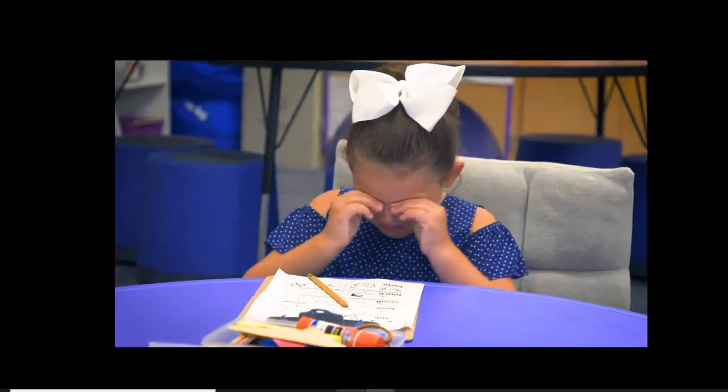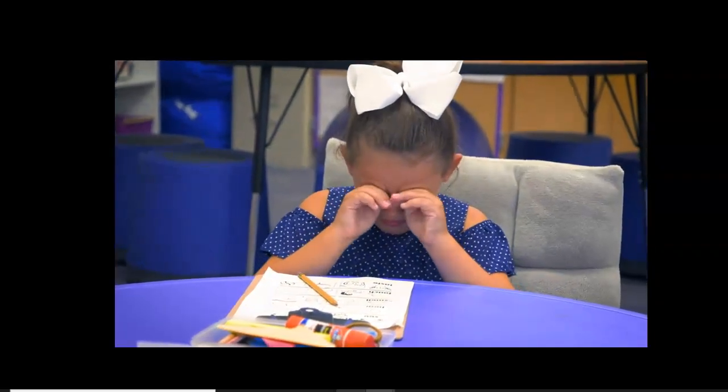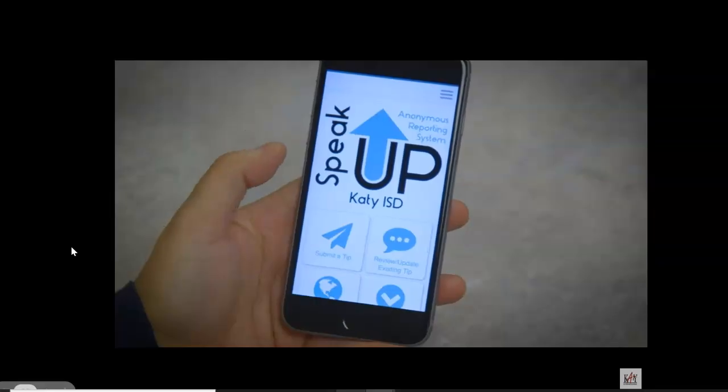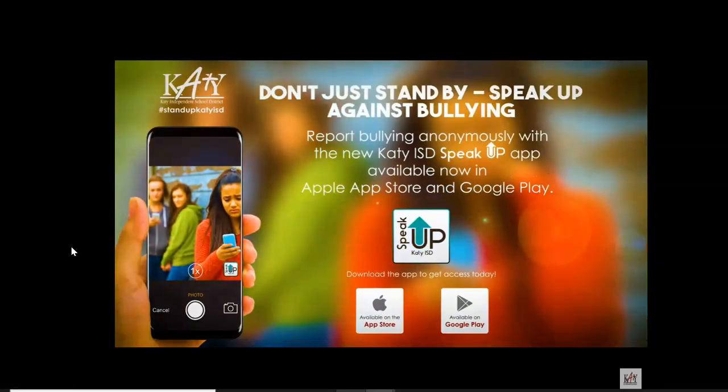Ultimately, all forms of bullying are damaging and can lead to lower self-esteem, depression, fear, anxiety, and feelings of worthlessness. It can affect a child or teenager long into their adulthood. If your child is a target or sees someone being bullied, encourage him or her to speak to an adult or make a report using the Speak Up app. Remember, don't just stand by. Speak up against bullying.